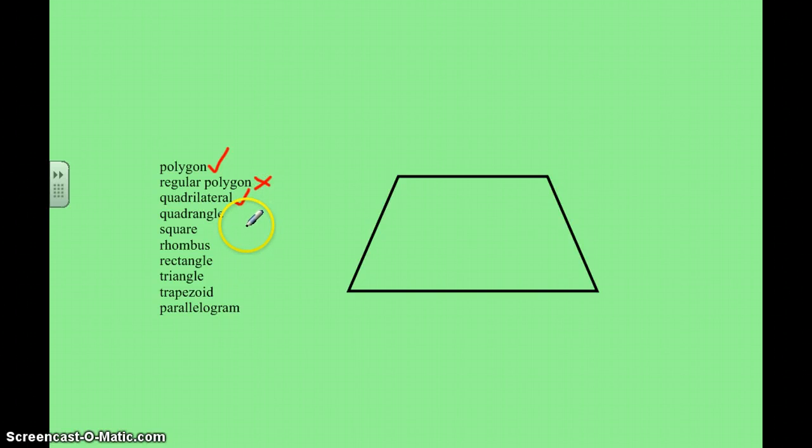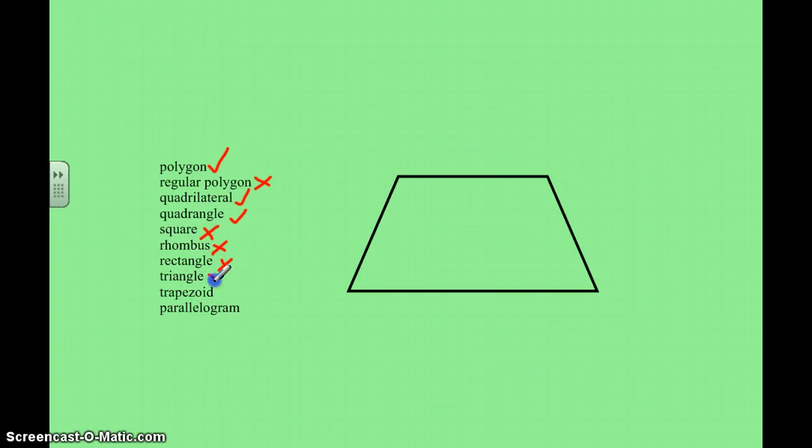Is it a quadrangle? Yes, we have 4 angles. Is it a square? Well, no, because it doesn't have four equal sides or the same length sides, and it doesn't have four right angles, so no. Is it a rhombus? Well, the sides aren't all the same length, so it can't be a rhombus. Is it a rectangle? Opposite sides are not the same length, and it doesn't have four right angles, so nope.